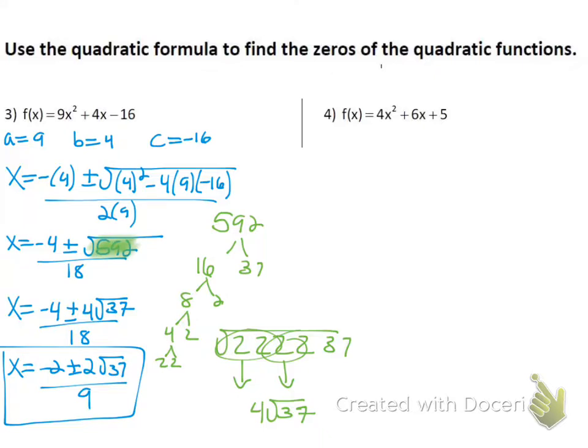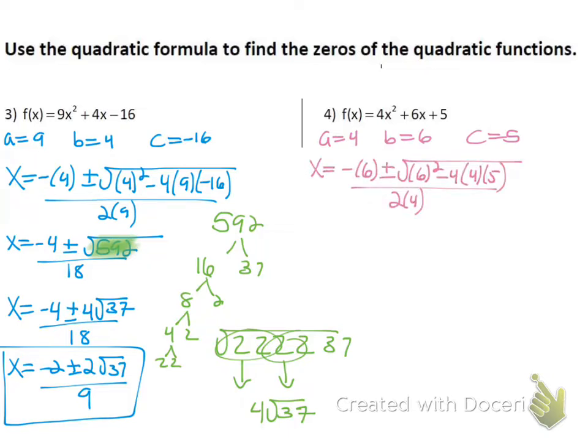So one last problem type, and that's problem number 4 here. Just like all of our other problems, we're going to start out by listing our a, b, and c values. Then we're going to substitute into the formula itself, remembering we always substitute inside parentheses. When we simplify our radical, we end up with -6 plus or minus the square root of -44 all over 8.